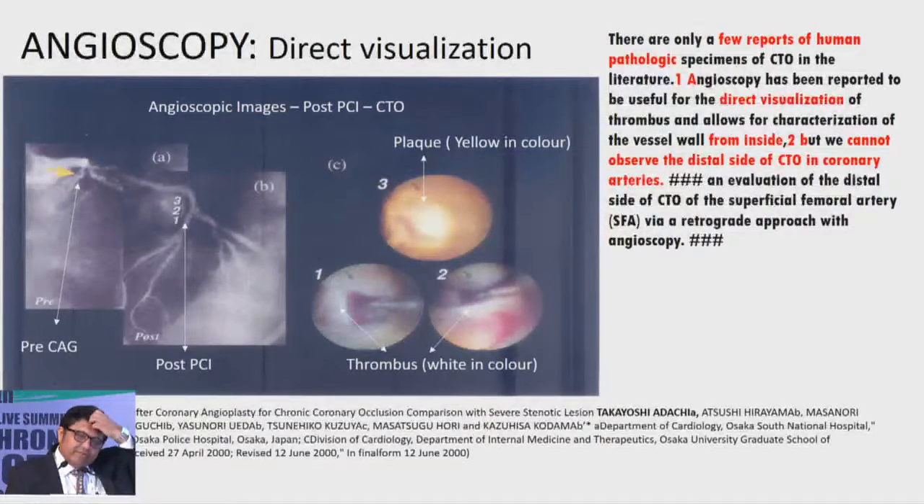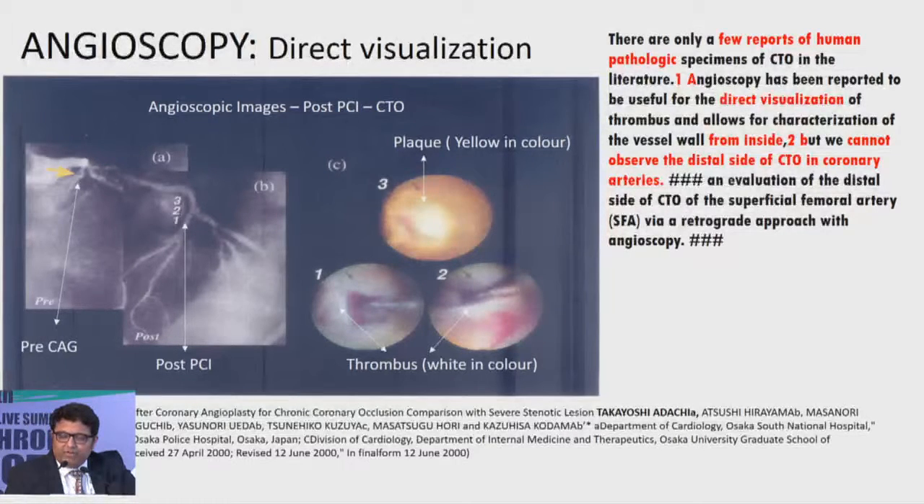Angioscopy, which is a direct visualization, and very few reports have been there, and it was done by Takayoshi Adachi in Japan. What we are able to see in this picture is the white one is the thrombus and the yellow is the plaque, and that is with the direct visualization. But here only the proximal cap can be visualized, not the distal cap.